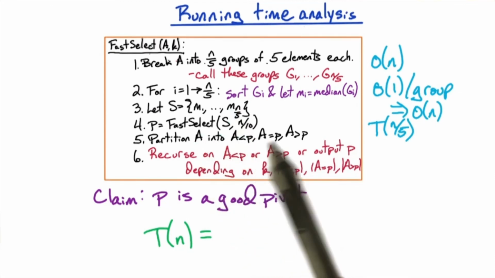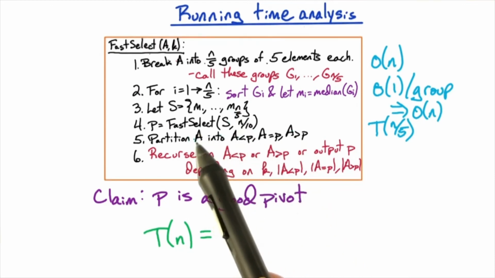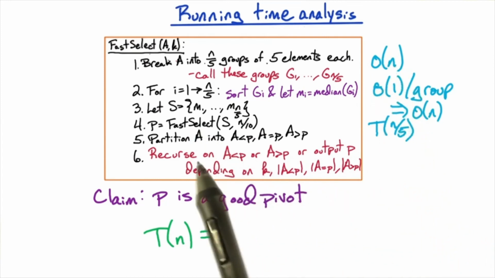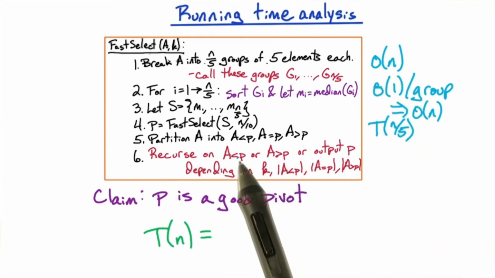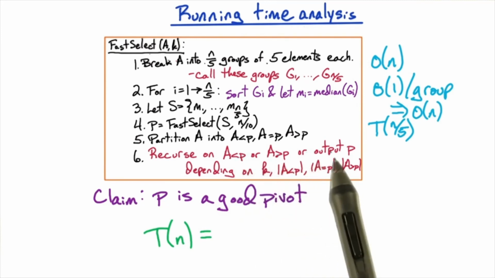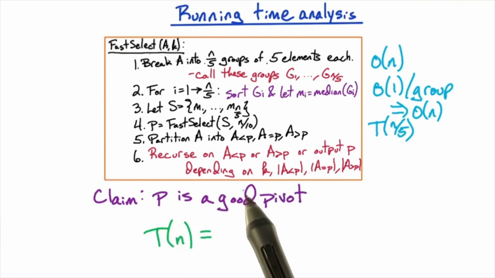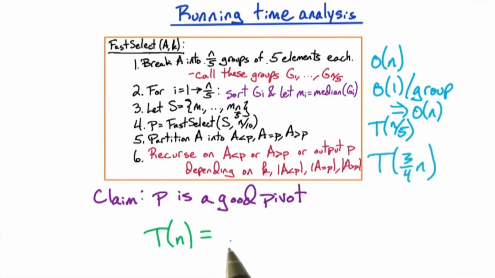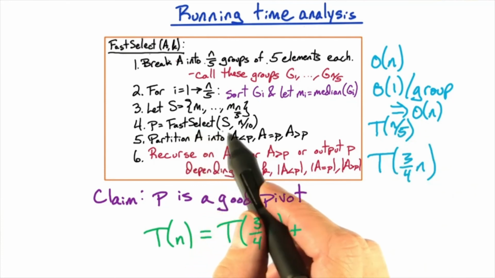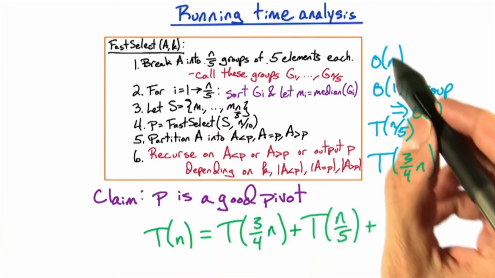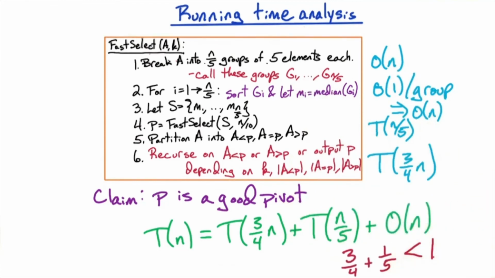Now we partition A into these 3 subsets. That takes one swipe through the array A, which also takes order n time. And then finally we recurse on one of these smaller subproblems. How large are these subproblems? Well, since P is guaranteed to be a good pivot, we know that these subproblems are of size at most 3/4 n. So our running time satisfies the following recurrence: T(n) is at most T(3/4 n) plus T(n/5) for finding the median of this subset S, plus order n for several of these steps. The key is that 3/4 plus 1/5 is 0.95, which is strictly less than 1. So this recurrence solves to order n, and we have an order n time algorithm.